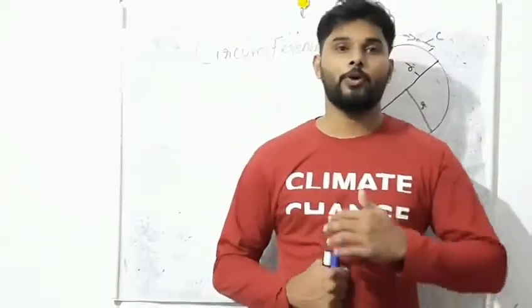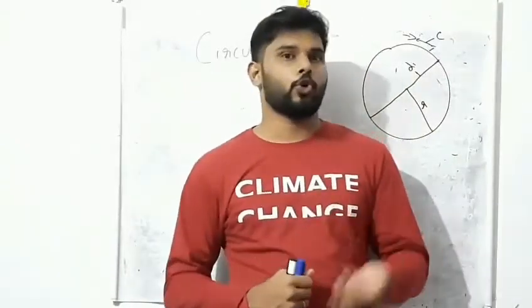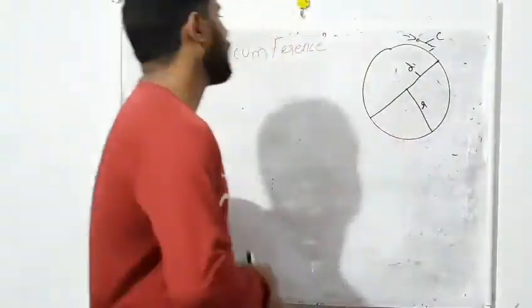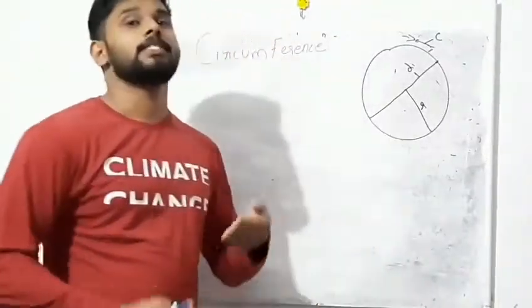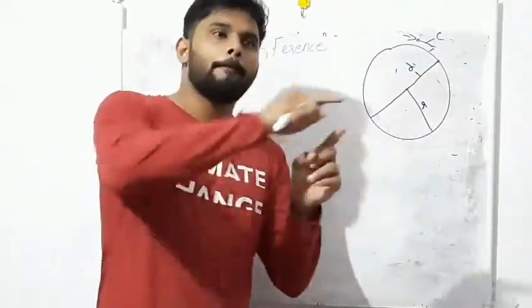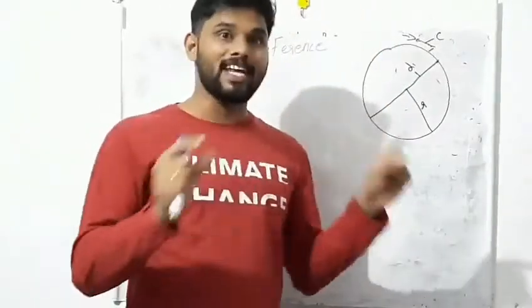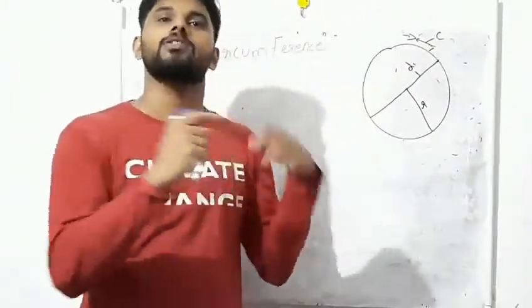Hi students, now we are going to discuss a new topic, that is circumference. Okay, here the topic is circumference. What do you mean by circumference? Circumference is so simple. Perimeter of a circle. Easily we can say that one. Perimeter of a circle, that is known as circumference.